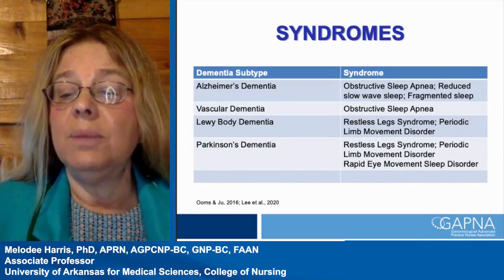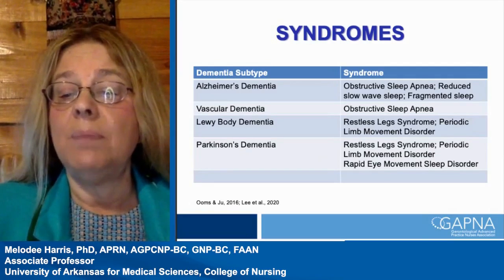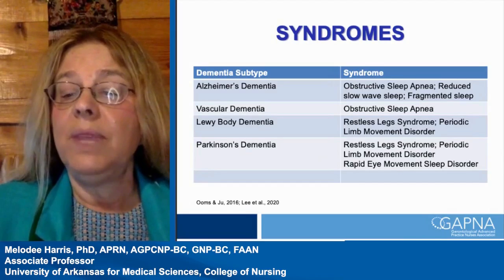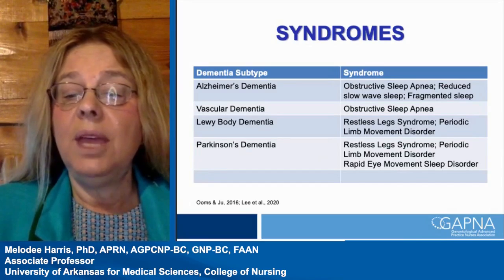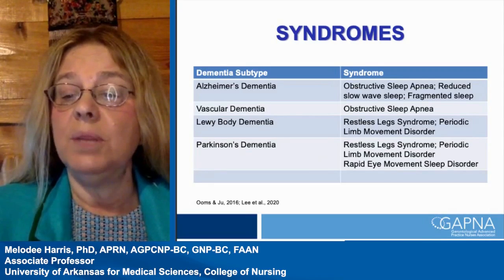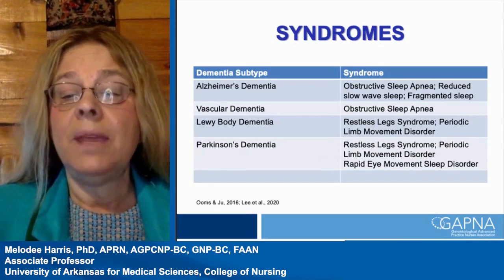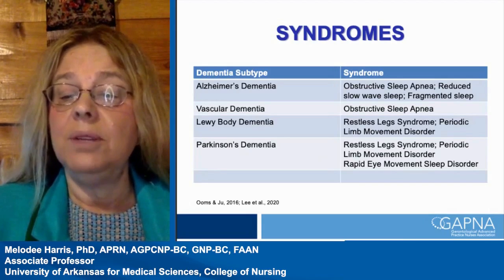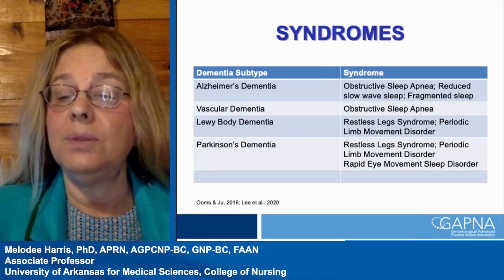Symptoms of sleep disturbance are consistent with types of dementia syndromes. Obstructive sleep apnea is common with vascular dementia. Reduced slow wave sleep is seen early in the course of Alzheimer's dementia. Restless leg syndrome and periodic limb movement disorder is common in Lewy body dementia and in Parkinson's dementia. Rapid eye movement sleep disorder is seen in Parkinson's disease. A common feature of REM sleep disorder is acting out dreams, which can be interpreted as psychosis and sometimes overlooked as a symptom of a sleep disorder.